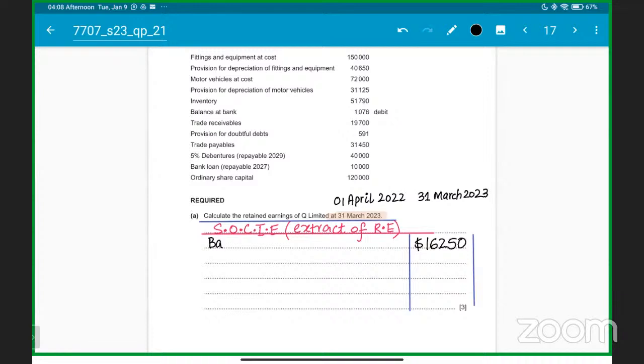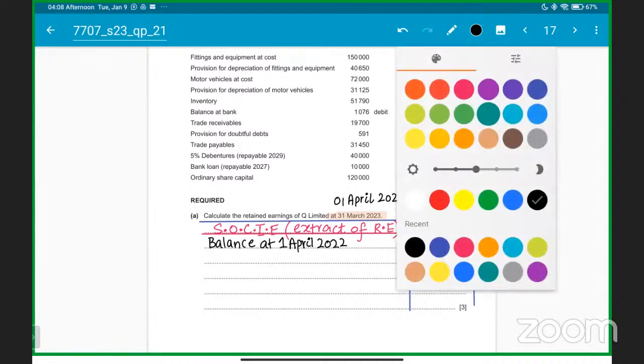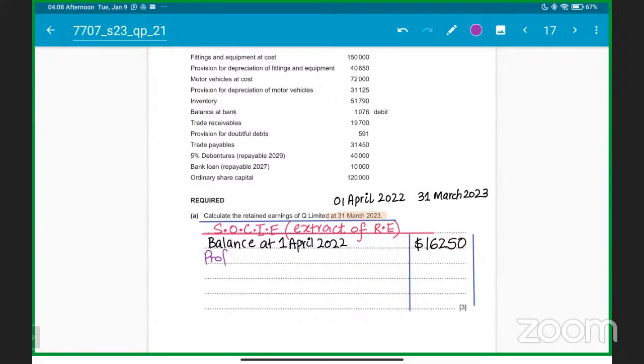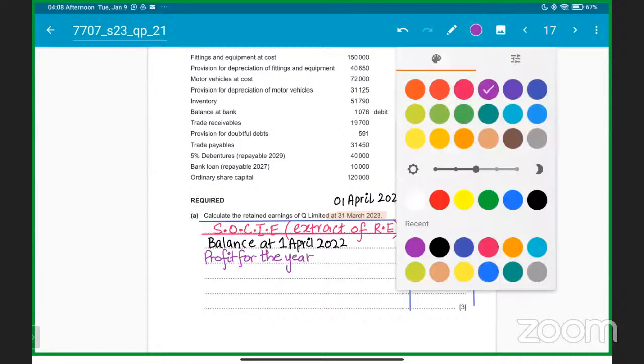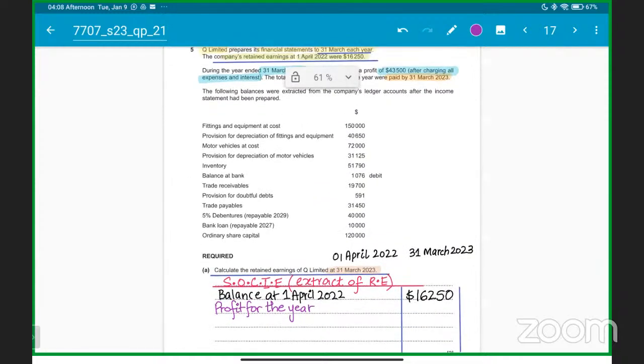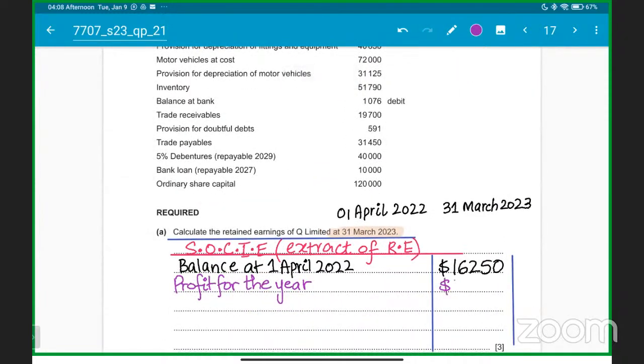Balance at 1st April 2022. Everyone got it? Make sure at the start of the year, then what you do, you add the profit for the year. Students, is everyone there with me? You add the profit for the year. How much is the profit for the year? It's 43,500. Understood? 43,500 is the profit for the year.